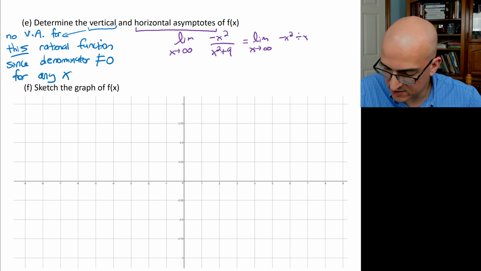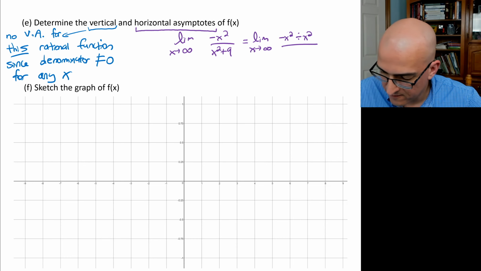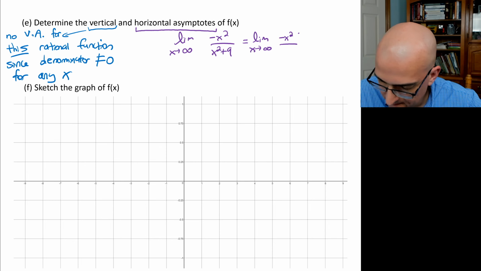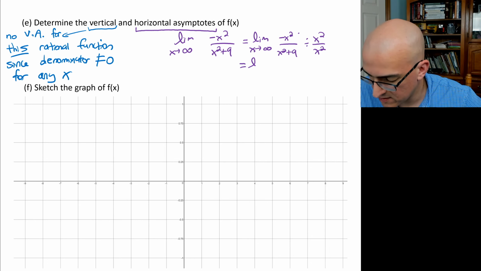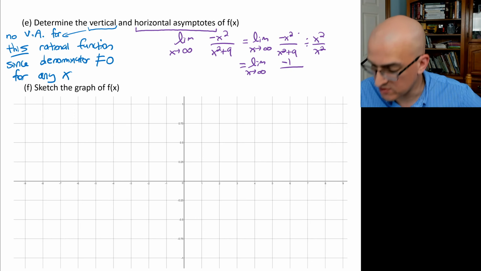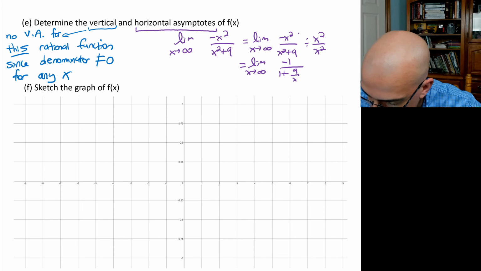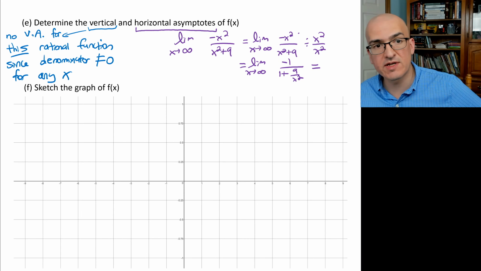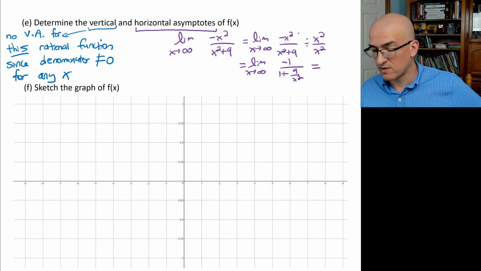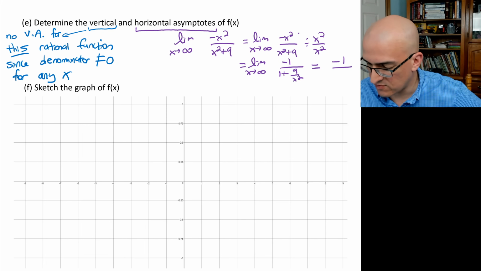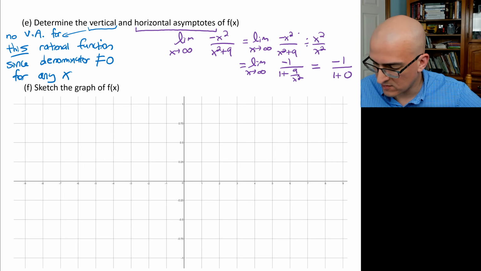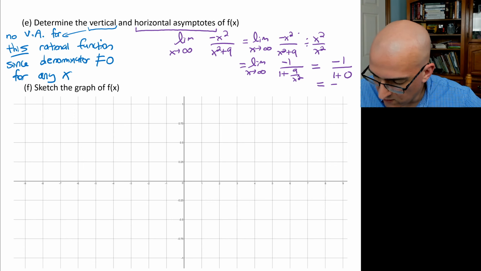Negative x squared over x squared plus 9. So I'll divide x squared over x squared. Everything on top gets divided by x squared, so I get negative 1. Everything on the bottom gets divided by x squared, so I get 1 plus 9 over x squared. Then I take the limit as x approaches infinity and use the special theorem from the previous video lesson series, last week I guess. So minus 1 over 1 plus 0. So I get negative 1.